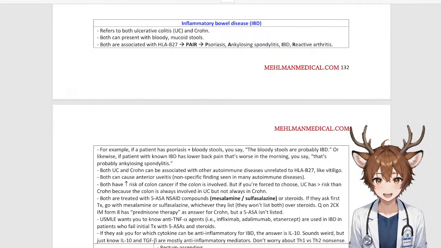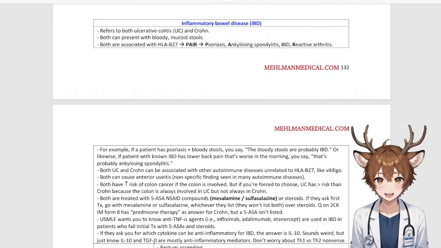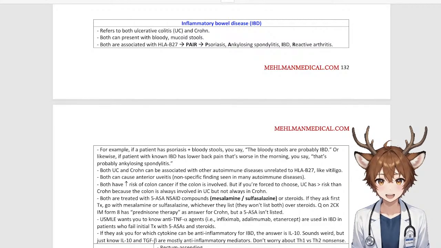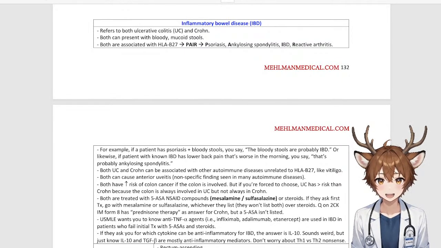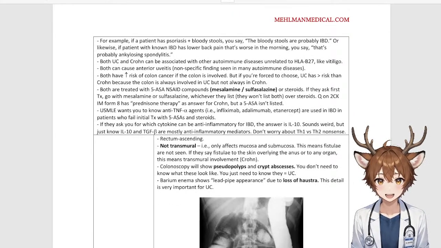So IBD, inflammatory bowel disease, refers to both ulcerative colitis, UC, and Crohn's disease. Both can present with bloody mucoid stools. Both are associated with the HLA-B27 group: psoriasis, ankylosing spondylitis, IBD, and reactive arthritis. For example, if the patient has psoriasis plus bloody stools, you say the bloody stools are probably IBD.